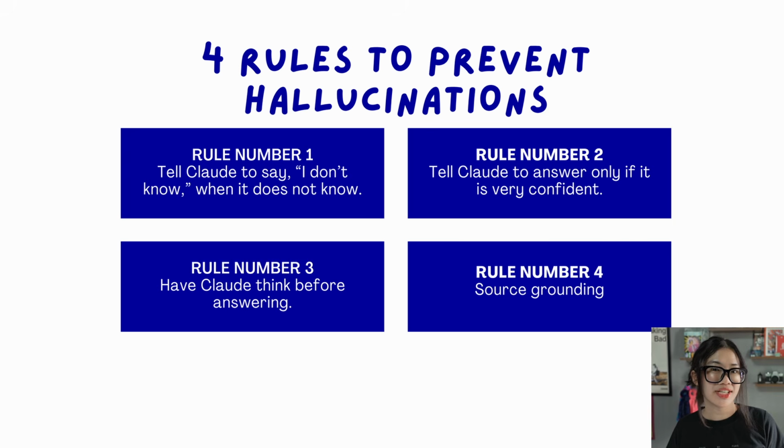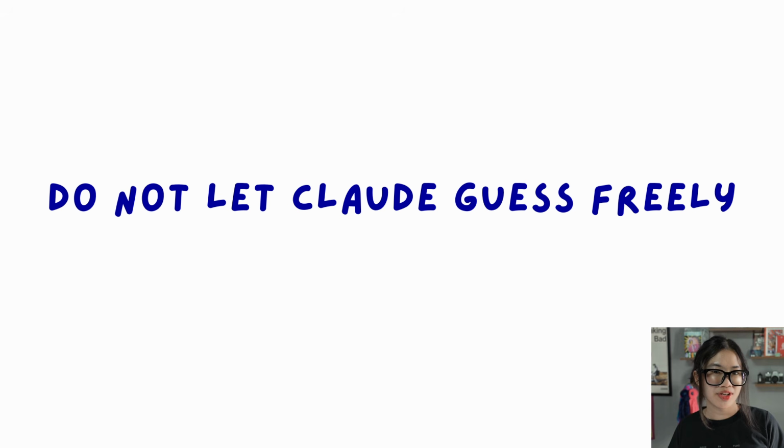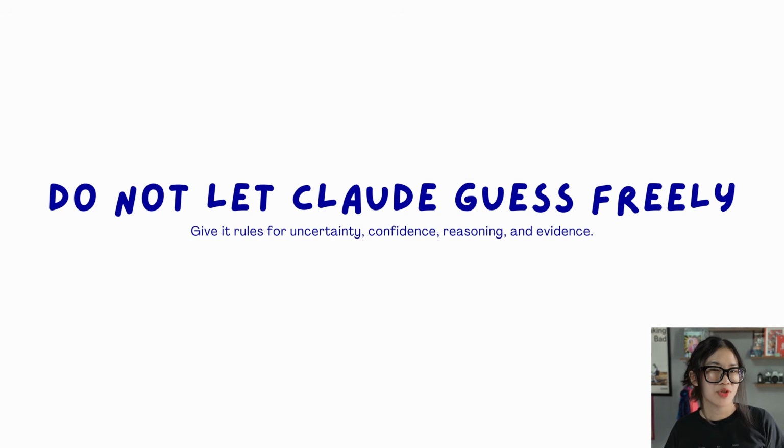The fourth rule is source grounding. If Claude is working with a long document, ask it to find relevant quotes first, then ask it to answer using those quotes. For example, find the most relevant quotes from the document first, then answer using only those quotes as evidence. This is one of the best ways to reduce hallucinations because Claude has to connect the answer back to the source. So the main idea is simple. Do not let Claude guess freely. Give it rules for uncertainty, confidence, reasoning, and evidence.